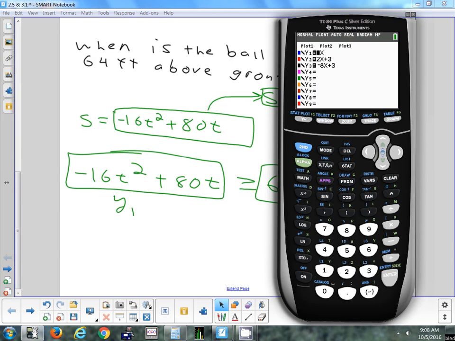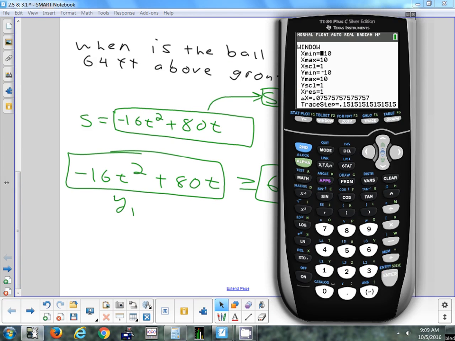All right, so I've got negative 16 x squared plus 80 x. Remember, you've got to use x as your variable. You can't use t. And put 64 on the other side. All right, now we've got to set our window.